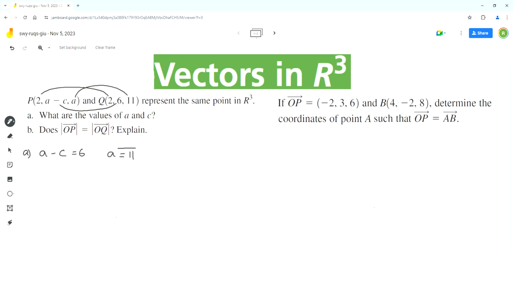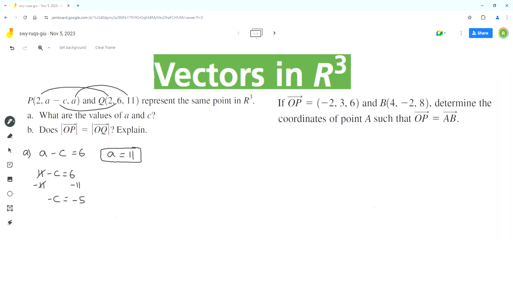Now we can find the value of c by subbing in a as 11 in the first equation. And now we can solve for c by isolating c on the left side. So we should subtract 11 from both sides. So 11's on the left side get cancelled out. And 6 minus 11 is equal to negative 5.